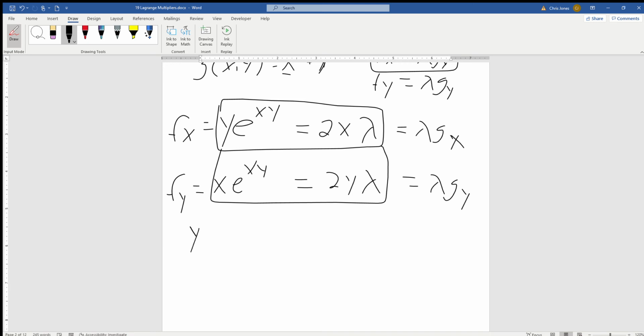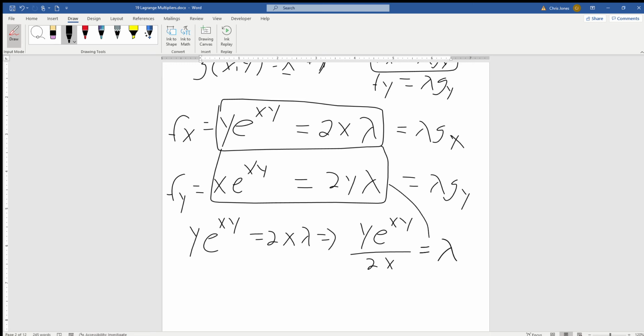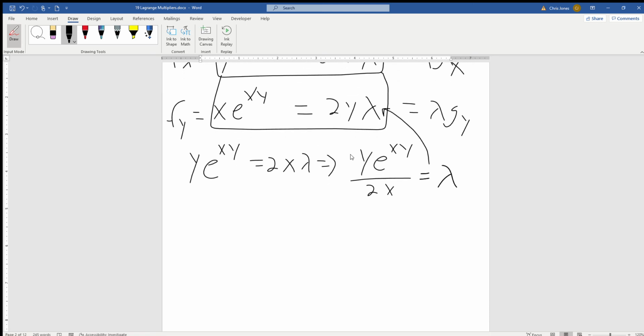So y e to the xy equals 2x lambda implies that y e to the xy over 2x is going to be equal to lambda. And so how does that help us? Well, we can substitute back in for lambda in fy and see what happens. So if we do that, then fy becomes x e to the xy equals 2y, multiplied by what we just got for lambda, y e to the xy divided by 2x.